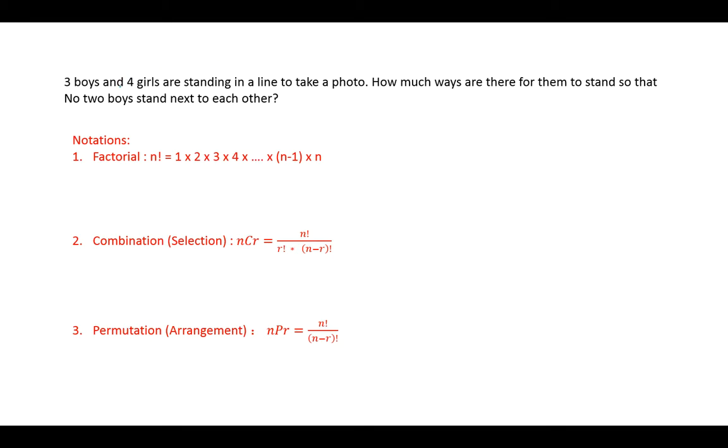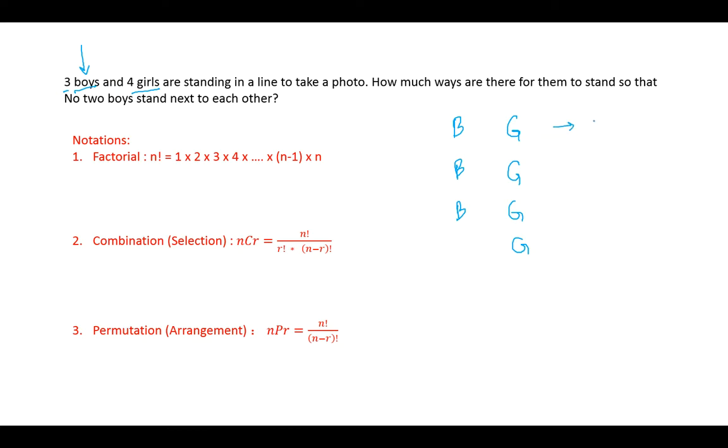So, we have three boys and four girls who are standing in a line to take a photo. How many ways are there for them to stand so that no two boys stand next to each other? Okay. So what we are given is we have two sets of items, let's say. So we have three boys. So I have a B, and a B. And I have four girls. G, G, G, G. And my condition is no two boys should be standing together.